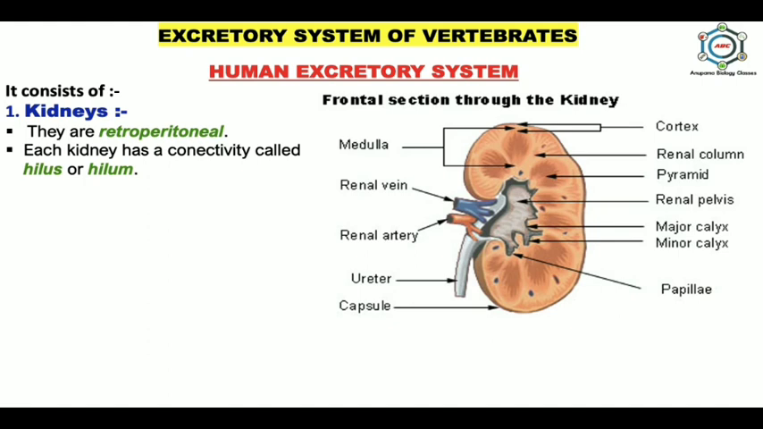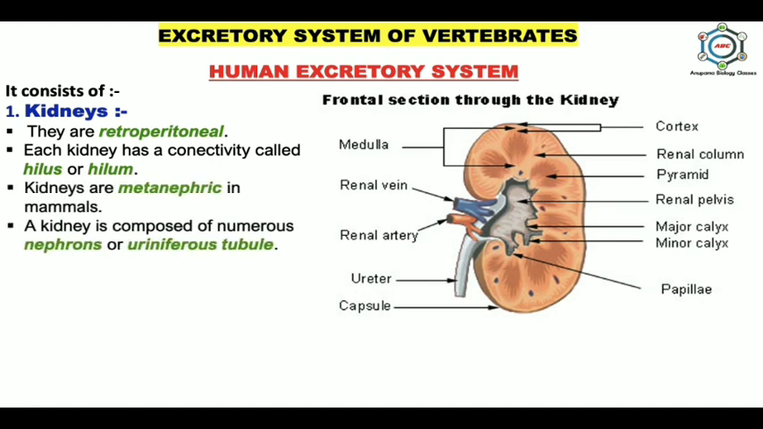Kidneys are retroperitoneal. It means they lie behind the peritoneum, and each kidney has a notch called the hilus or hilum, which provides a place through which blood vessels, lymph vessels and nerves enter, and the ureter leaves. Kidneys are metanephric in mammals.